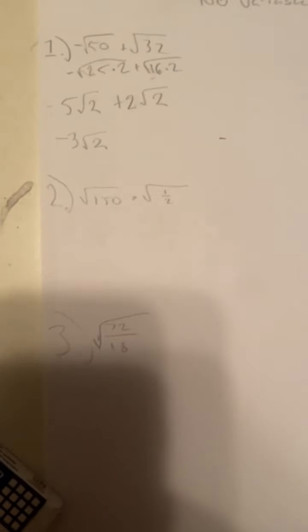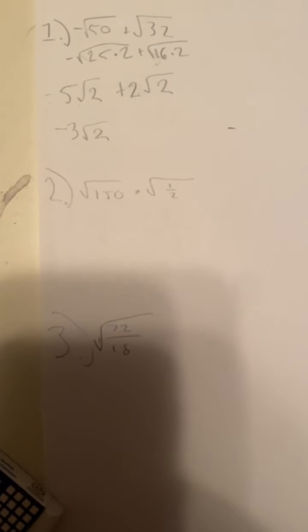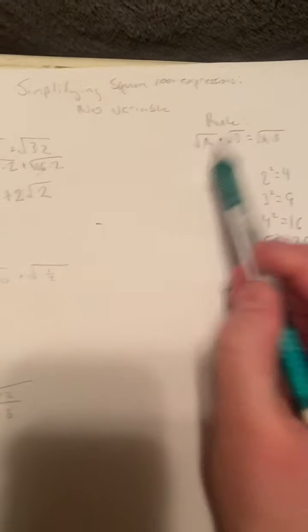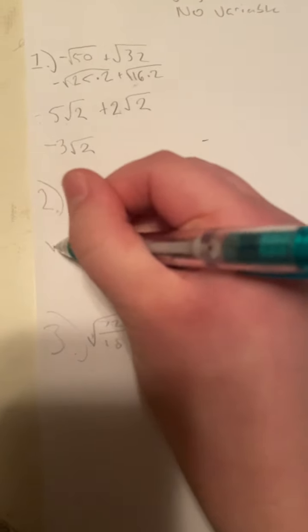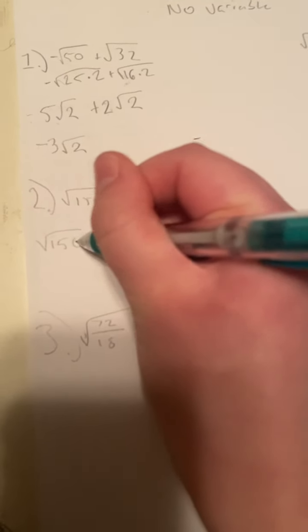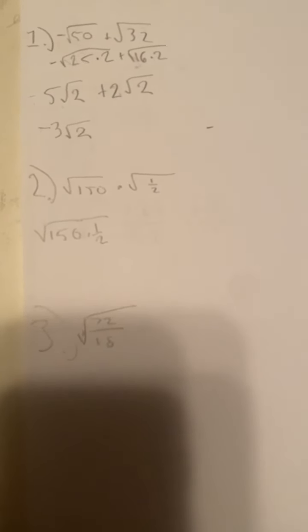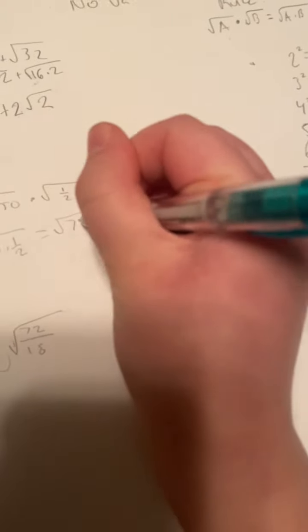So for the second one, we have the square root of 150 times the square root of 1/2. So we are going to be using this rule here. So I'm going to rewrite that as the square root of 150 times 1/2. And this is equal to the square root of 75.